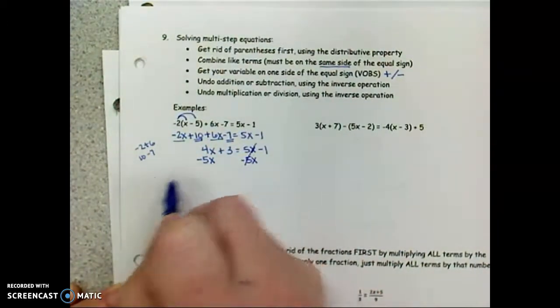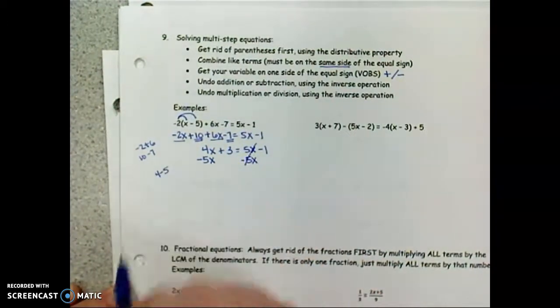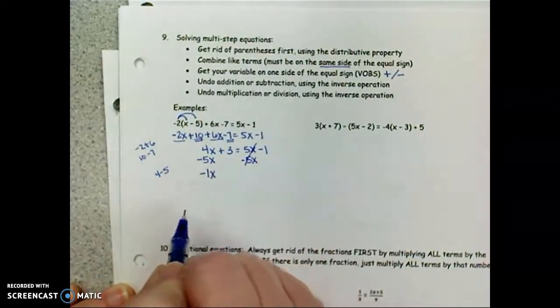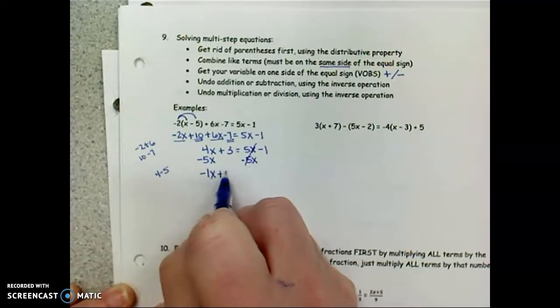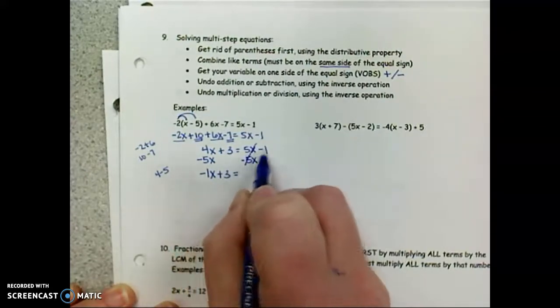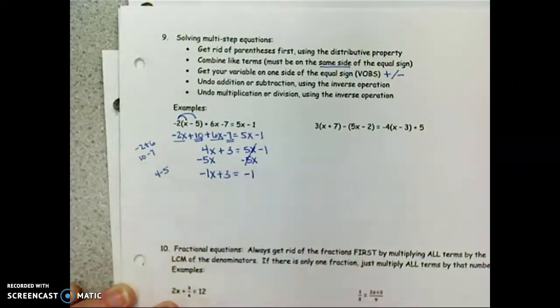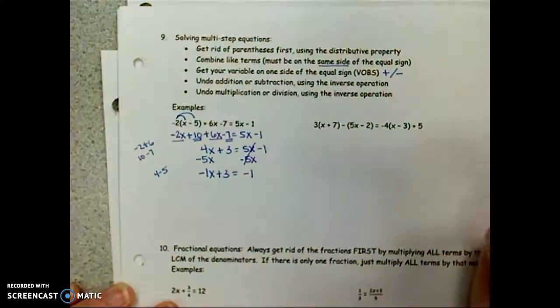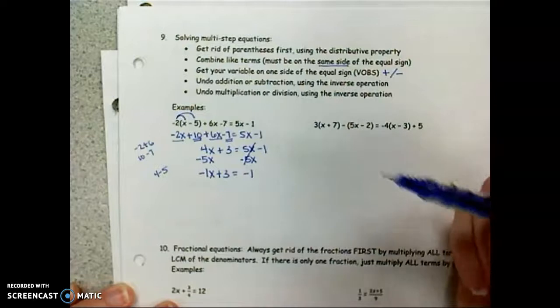These are like terms. I would put in my calculator 4 minus 5 and get negative 1. So that's negative 1x. Bring down the plus 3, my equal sign, and what's left on the right side, which is a negative 1. Remember, if there's not anything left there, you would put 0. So now we have a two-step equation.